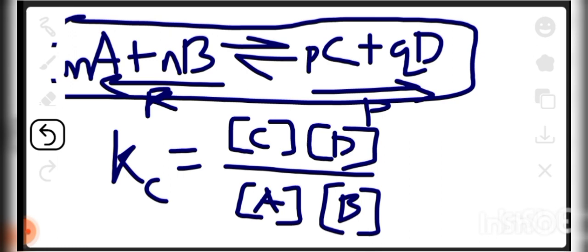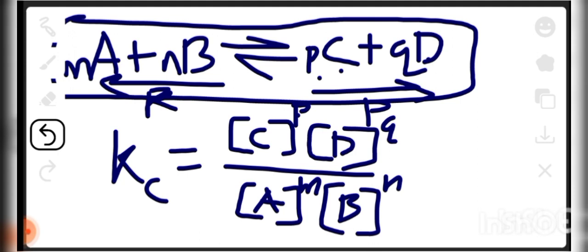Then each is raised to their stoichiometric coefficient, or each raised to their numbers of moles. So you raise C. How many moles do we have? P moles of C, equal P here. We have Q moles of D, equal Q here. We have M moles of A, equal M here. Sorry about that. They have N moles of B. You put N here. So this is how we write our equilibrium constant.